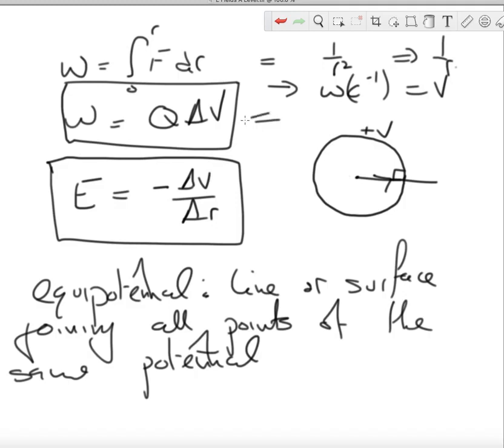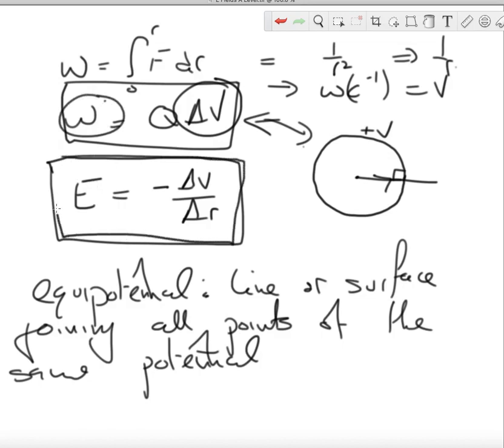You have this relationship for the work done in the field, Q delta V. If there is no change in potential, as I was just saying, then there is no work done. And you have how to calculate the electric field strength from your potential graph. And of course, the force then is the field strength times the charge.